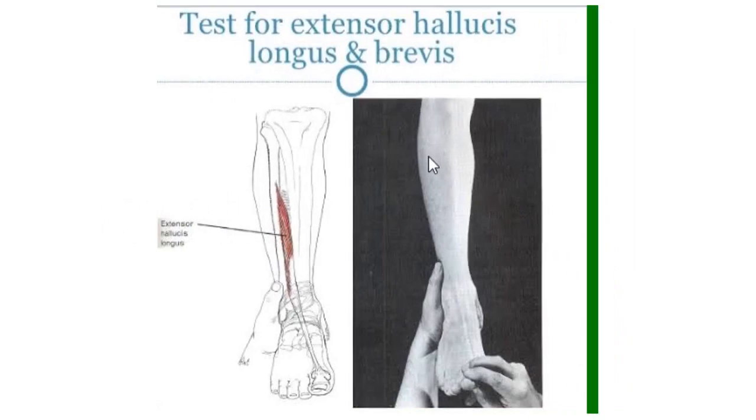Now, how do we test extensor hallucis longus muscle? This is an image showing testing of extensor hallucis longus muscle. We ask the patient to dorsiflex his great toe like this against resistance. If the muscle is acting normally, its entire tendon can be seen and palpated. As you can see here, this is the tendon of extensor hallucis longus muscle, which can be seen and palpated.